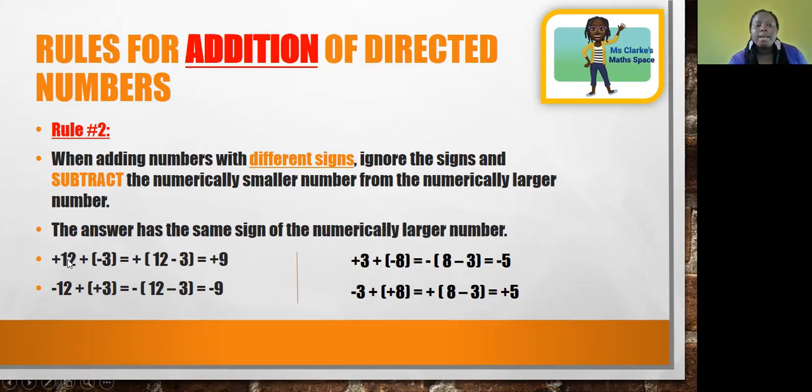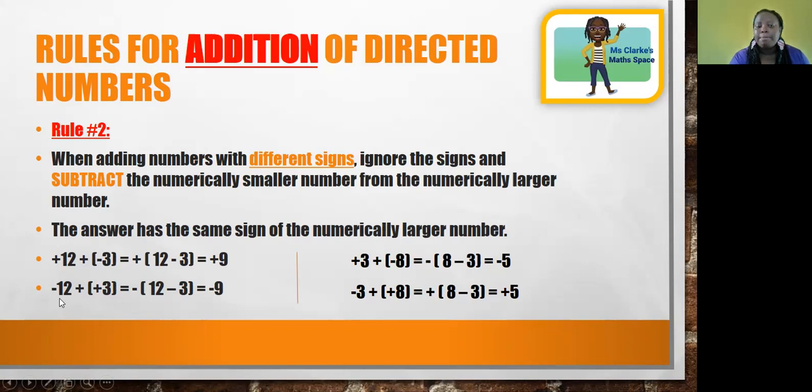The first example, we have positive 12 added to negative 3. So ignoring the signs, we have a 12 and a 3. What's the first step? We're going to subtract the two numbers. So you're going to have 12 minus 3. 12 minus 3 is 9. Then we keep the sign of the numerically larger number. The larger number is 12. The sign that corresponds with 12 is a plus sign, so it's positive. So the answer would be positive 9, right? You see it here, see the cursor.